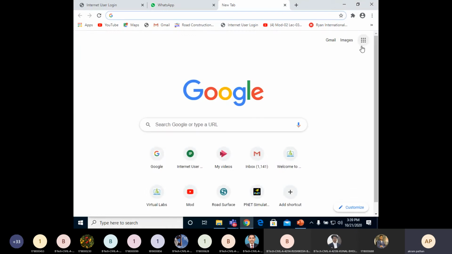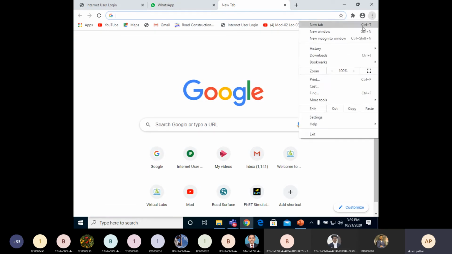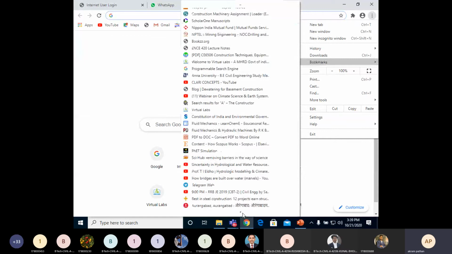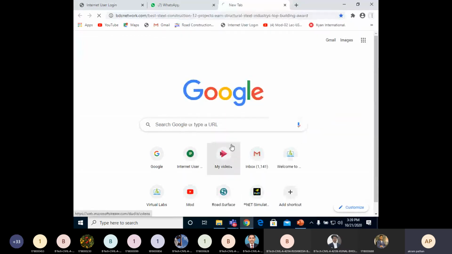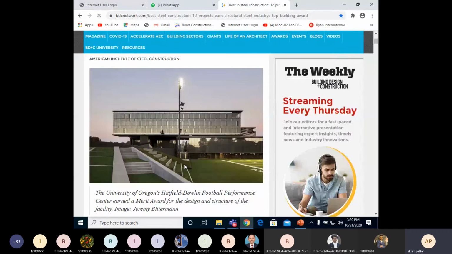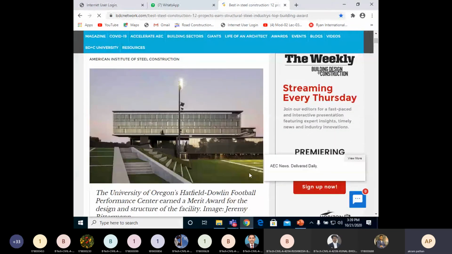So such kind of technology is going on nowadays. Also, I will share with all of you certain new technology which is adopted throughout the world. I will share with you how this technology is adopted. See here. Now, this is one of the important projects where a steel structure is built.